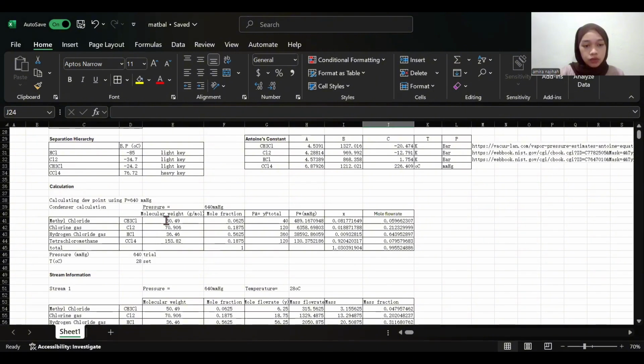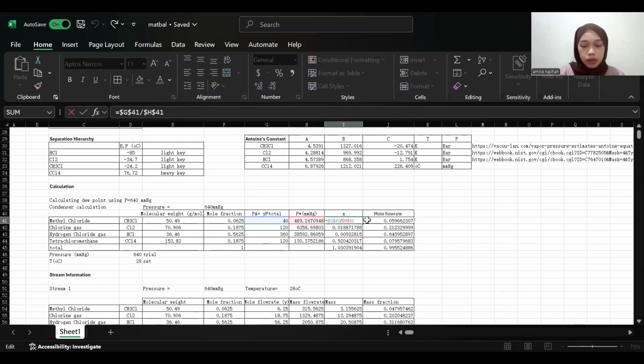This is the molecular weight for each compound and also the mole fraction of the input of each compound, which equals 1. Then we calculate the mole fraction of input times total pressure, 640, and also the dew point. For the mole fraction of the gas stream, we calculate mole fraction times total pressure over dew point. Then we got all of them equal to 1 also.